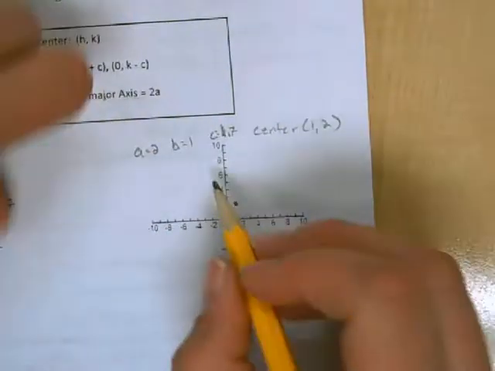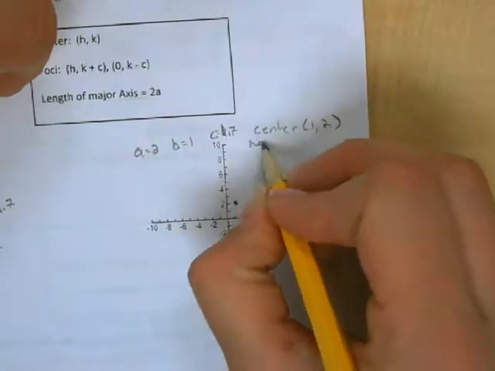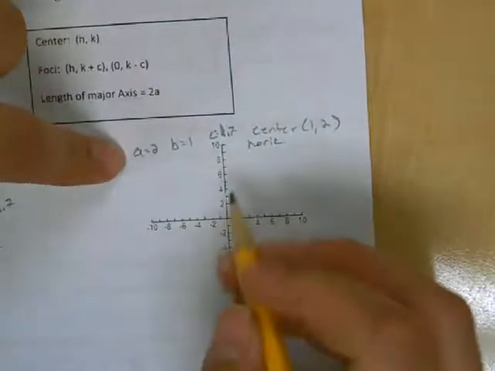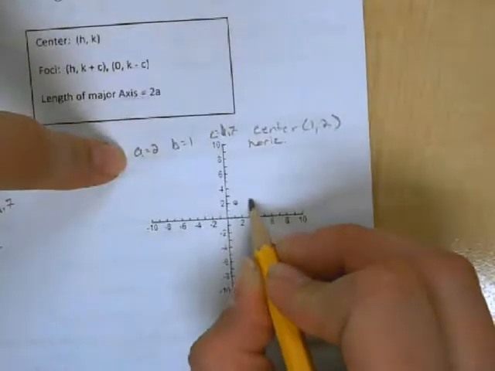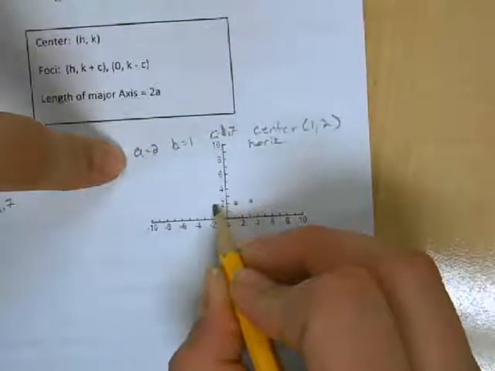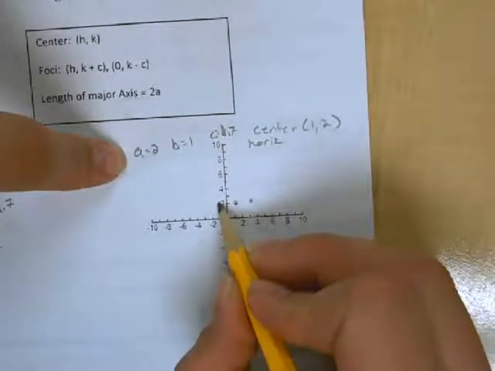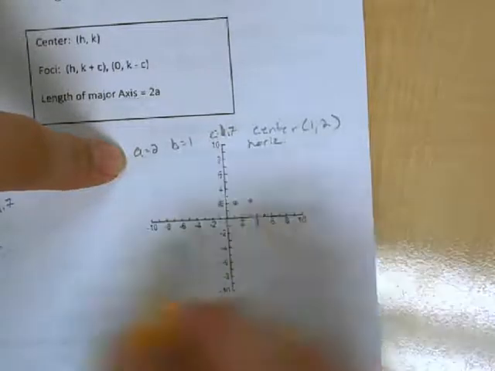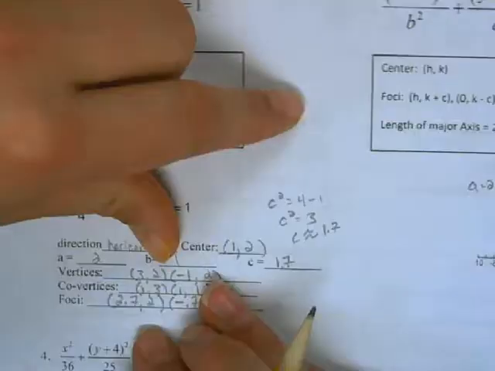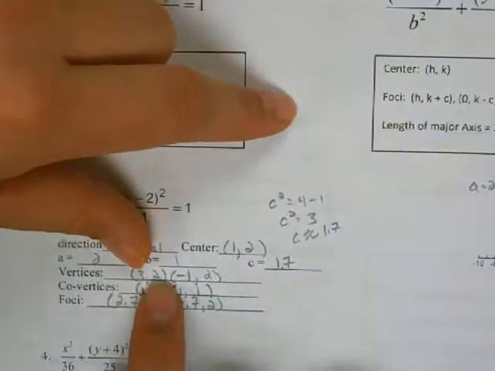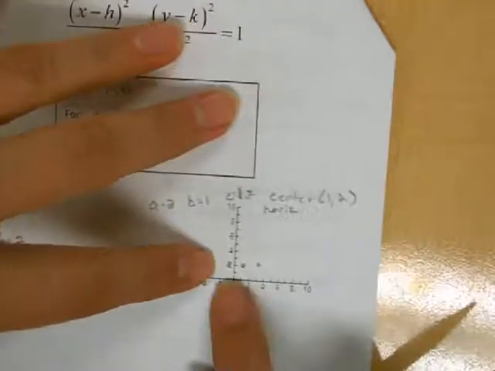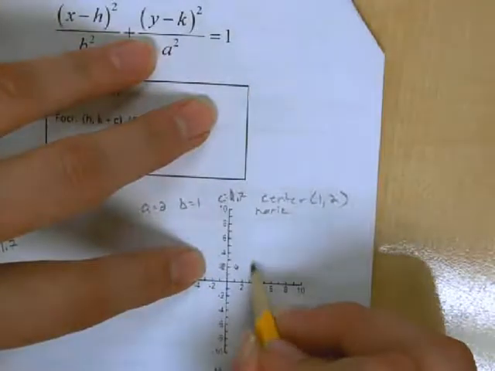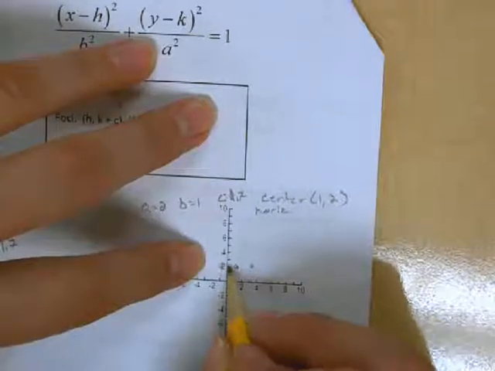Now this is a horizontal graph. So if it's horizontal, that means my a value moves horizontally, so I would go right 2 and left 2. And if you look back at your vertices, they match up: 3, 2 and negative 1, 2. Well, that's exactly where we are, because those are all in a line.